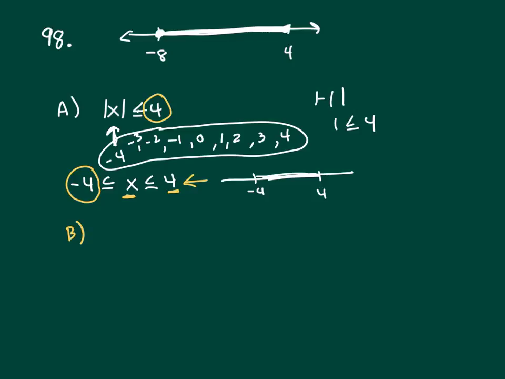Part B says absolute value of x less than or equal to 8. Well, that would be in between 8 and negative 8. So that still doesn't match this graph. Let's look at C. C is absolute value of x minus 2 less than or equal to 4. This isn't going to work either. You do the very same thing.